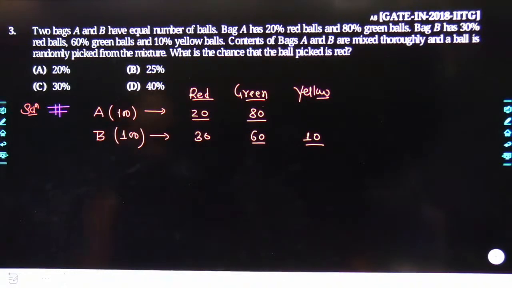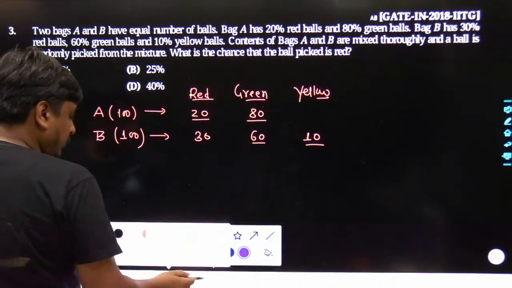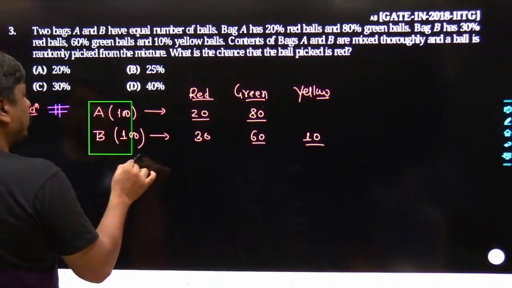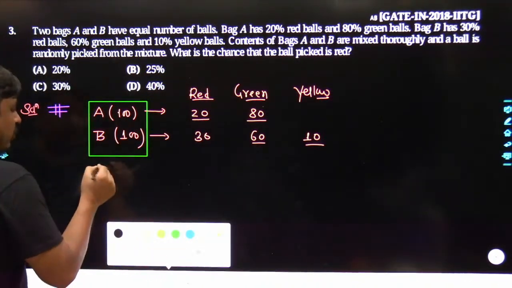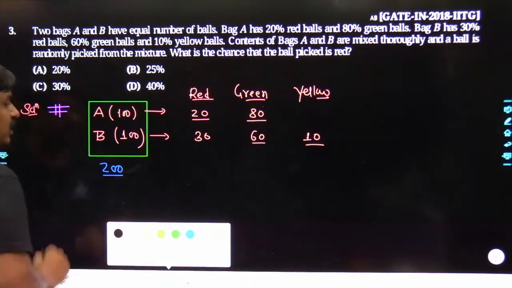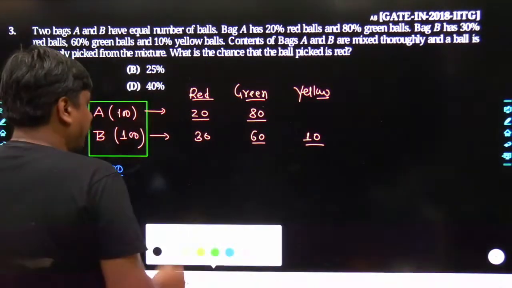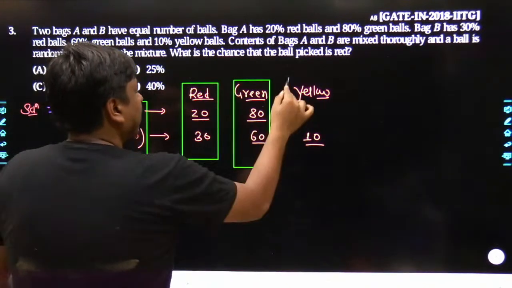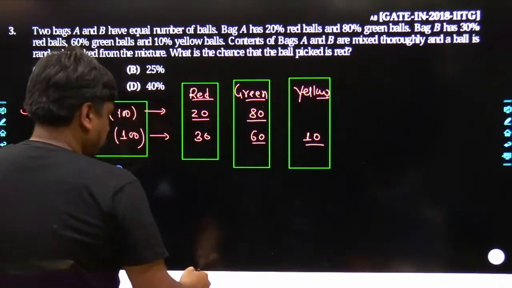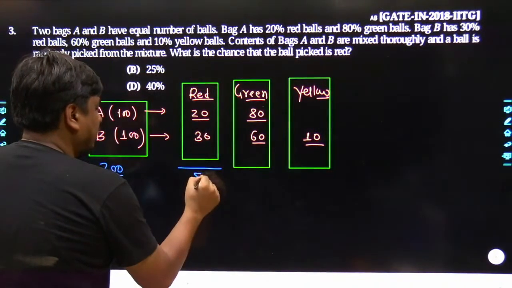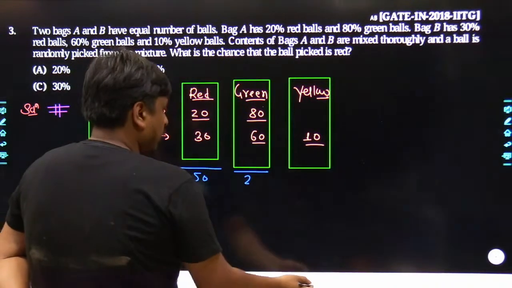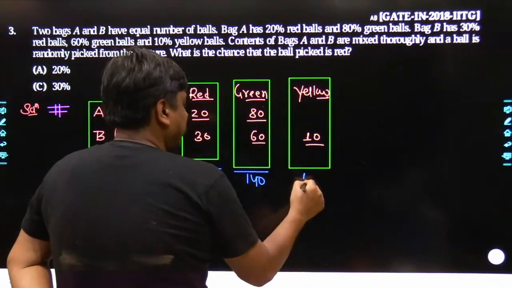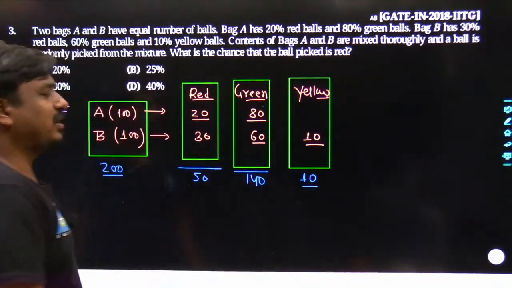Now what the problem says: the contents of bag A and B have been mixed thoroughly. What does that mean? That means A and B together have become a new sample space. May I know the total number of balls in your sample space? It is 200. How many red, green and yellow balls would you have in this sample space? You yourself can analyze it. So 20 and 30 get added together, it becomes 50. 60 and 80 get added together, that becomes 140, and yellow is simply 10. Once you add them together, obviously again it becomes 200.